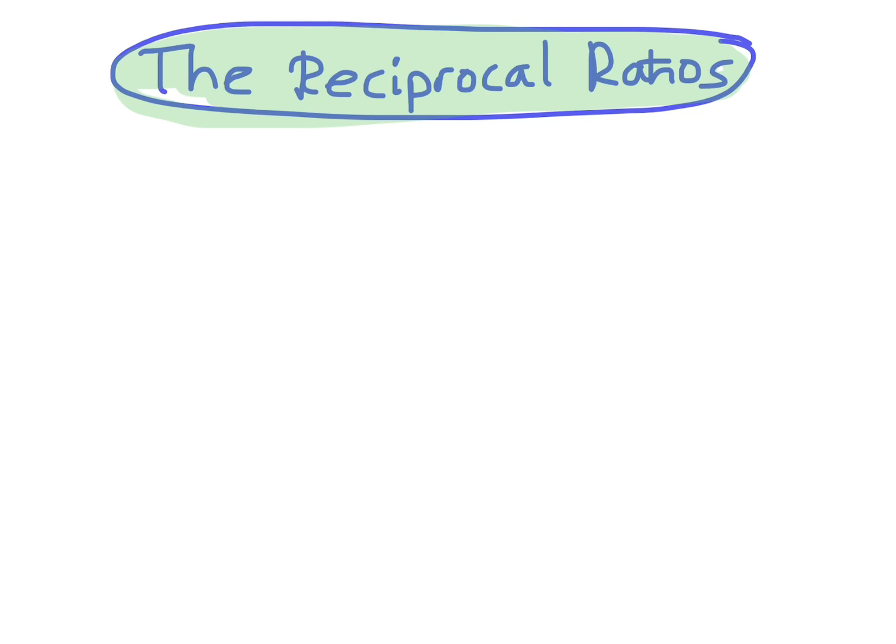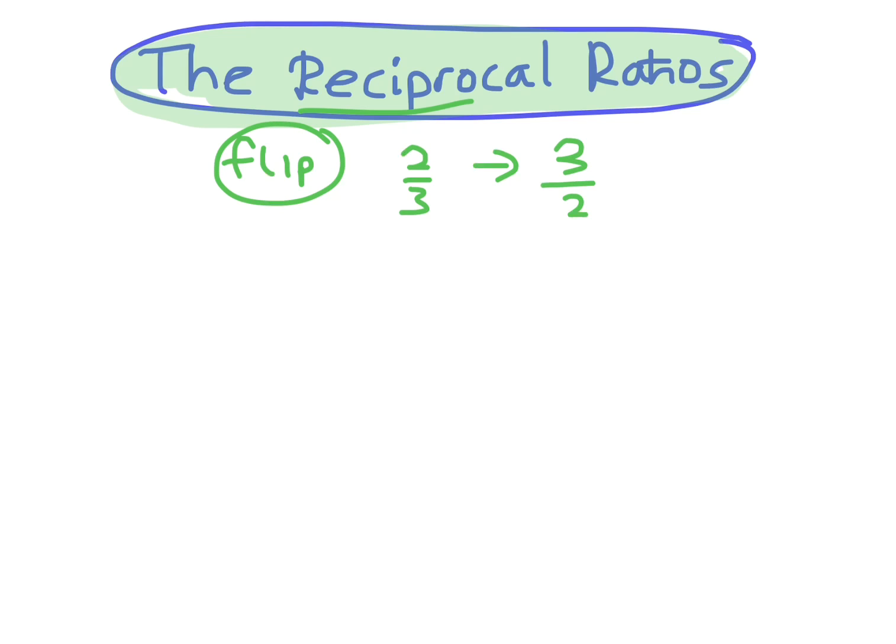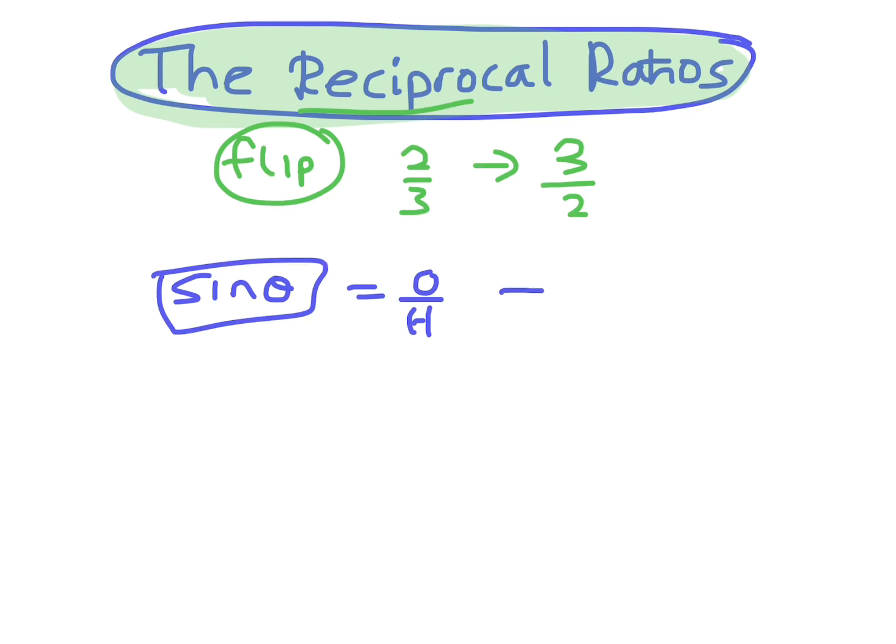Just going to talk about the reciprocal ratio. So reciprocal is when you flip something. So if you had 2/3, the reciprocal would be 3 on 2. So when we flip our trig ratios, with the reciprocal ratios, this means when we flip sine theta, which is opposite on hypotenuse, we get hypotenuse on opposite.